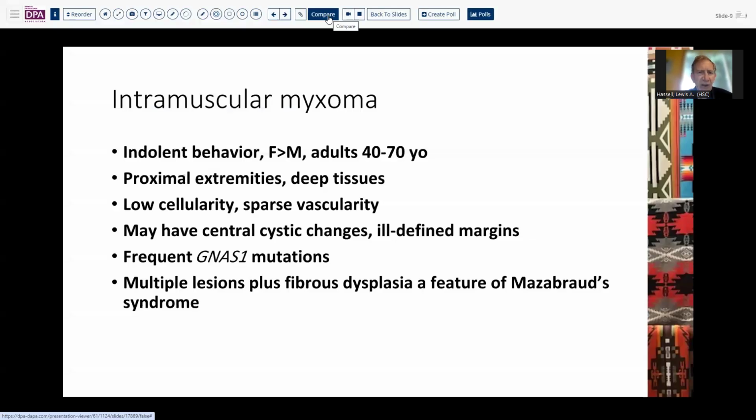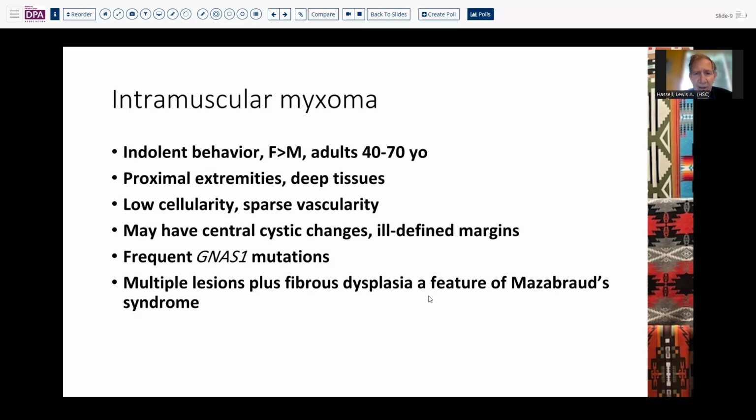Well, what is this lesion? It's usually an indolent soft tissue tumor that occurs in adults, a little bit more frequently in women. Proximal extremities and the deep muscular tissues, that's the location where we are. Low cellularity, sparse vascular changes, and occasional central cystic changes. Boy, we've just described it here to a T. Now, the one thing we didn't do was to look for molecular genetic abnormalities, and many of these tumors are reported to have GNAS1 mutations. That's not a particular prognostic or other significance. I guess it could be helpful in diagnosis, but not essential in this case.